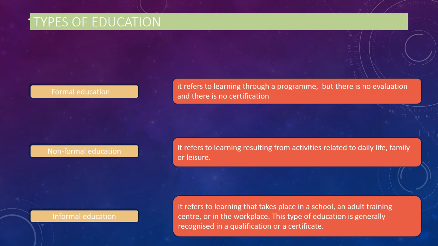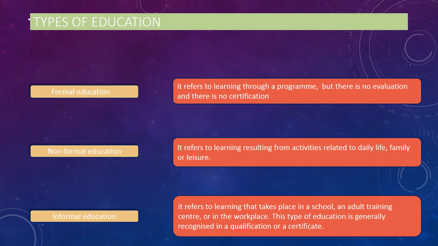Now, let's try to get deeper and get a definition for each type of education. So I'm going to read the three definitions, and you're supposed to think about the appropriate type of education for each definition. The first one refers to learning through a program, but there is no evaluation and there is no certification. Number two, it refers to learning resulting from activities related to daily life, family, or leisure.